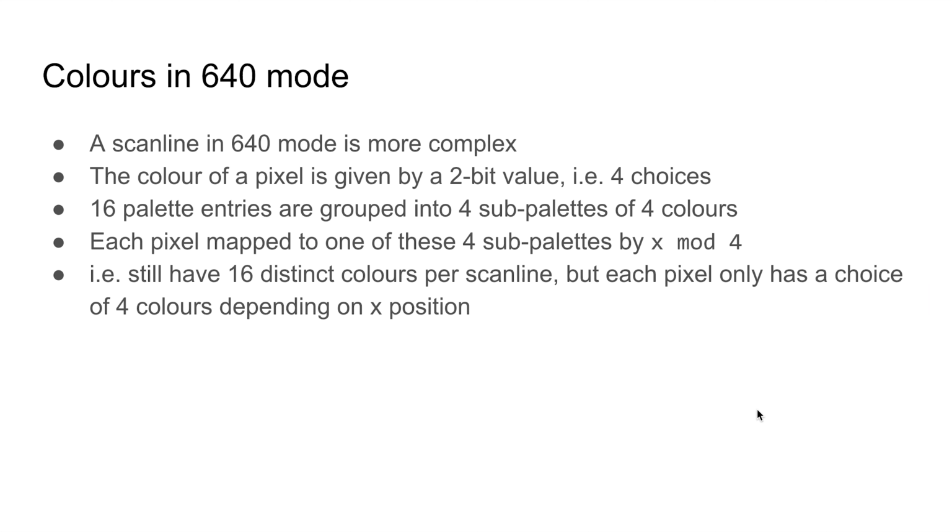So in 640 mode, the scanline is a bit more complex. Here, the color of each pixel is given by a 2-bit value instead of a 4-bit value, and that means that there are 4 choices of color for each pixel. Here, the 16 entry palette table is reinterpreted as 4 subpalettes, each of 4 colors. And each of these 640 pixels is mapped to one of these 4 subpalettes according to its X coordinate, so X mod 4 essentially. So this means that we still have 16 distinct colors per scanline, but each pixel only has a choice of 4 colors, depending on its X position.